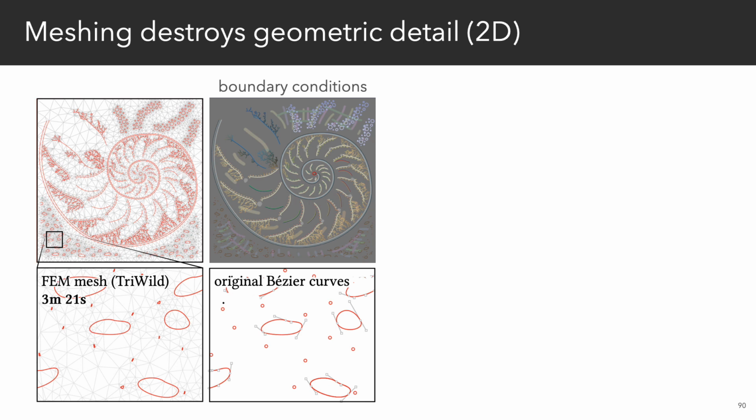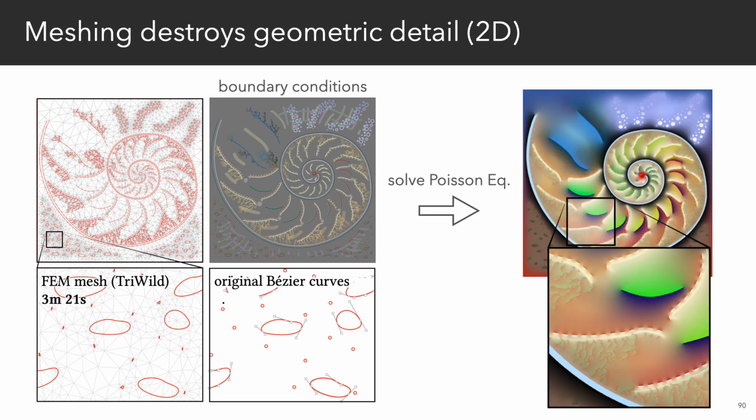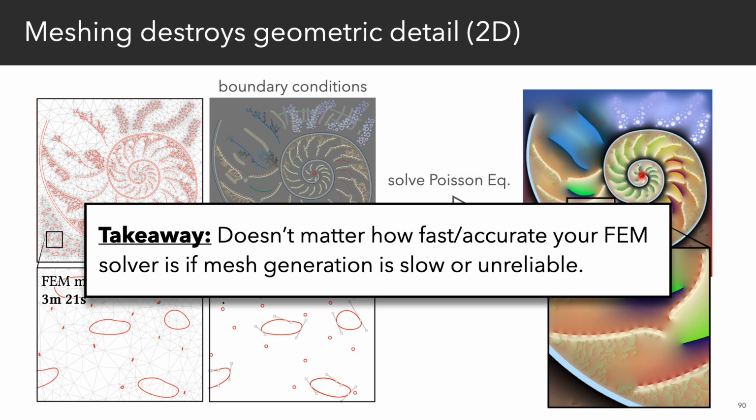But with Monte Carlo, we can operate directly, for instance, on the original Bezier representation to compute a diffusion curves image. So the main point here is that it doesn't really matter how fast or accurate your FEM solver is if mesh generation is slow and unreliable. Now, one could use adaptive mesh refinement to try to capture all the necessary details in an FEM solution.